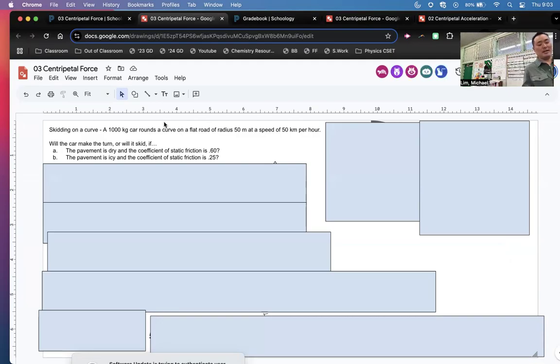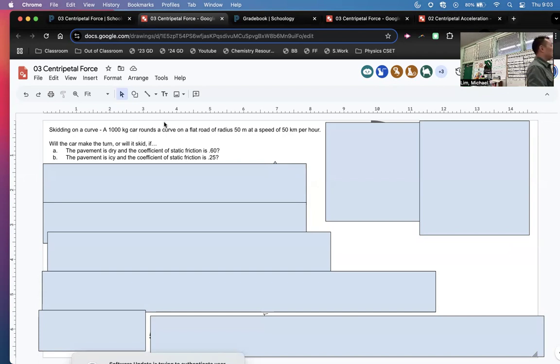Because centripetal acceleration is how fast something is moving towards you, and it's going faster and faster. Centripetal force is how much energy you need for a specific mass that's coming at you, right? Acceleration doesn't include mass, but force does.